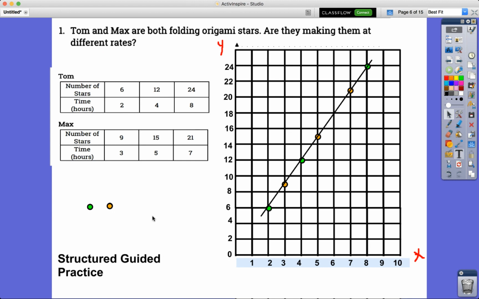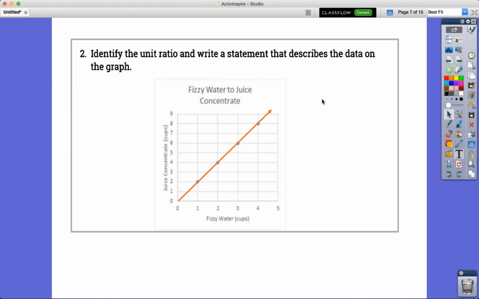So pause the video here for 2 minutes. And I want you to make sure that your graph looks like this. Okay, let's go to the next structured guided practice. Identify the unit ratio and write a statement that describes the data on the graph. Just like we did for the teacher input, we're going to read the graph, and your statement is going to state what the ratio is and what you're comparing.